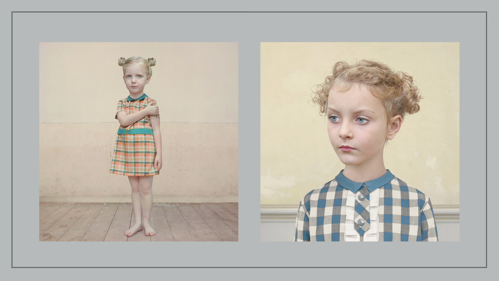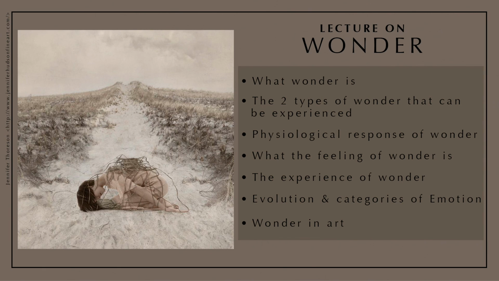Now that you have a list of attributes you feel are wondrous for you specifically, based on the theories you have learnt about, perhaps you could consider these qualities and start employing elements of these in your own work. So to recap, what we have looked at in today's lecture is what wonder is, the two types of wonder that can be experienced, the physiological response of wonder, what the feeling of wonder is, the experience of wonder itself, the evolution and categories of emotion.